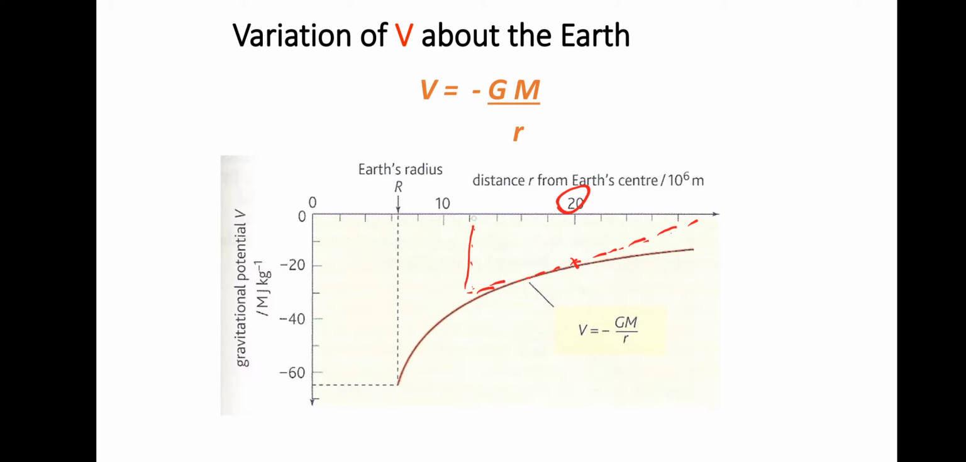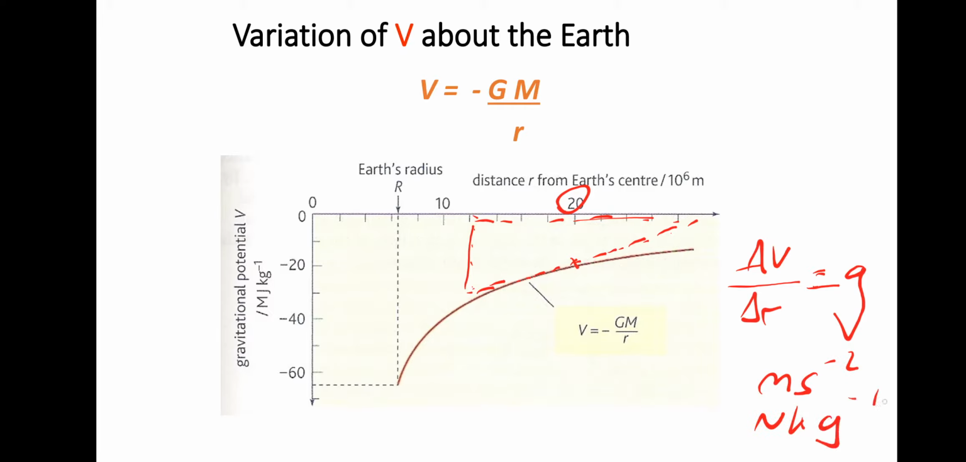And then you would do the gradient, change in y over change in x. So if you see a graph like this, a potential against distance, the gradient, the change in potential over the change in distance, is actually the gravitational field strength, g, measured in metres per second squared or newtons per kilogram. So if you see a graph like that, and it asks for the gravitational field strength at any point, so it could be this point, could be that point, you draw a tangent with a pencil and ruler, take the gradient, and that will give you the gravitational field strength. Hope that's okay.